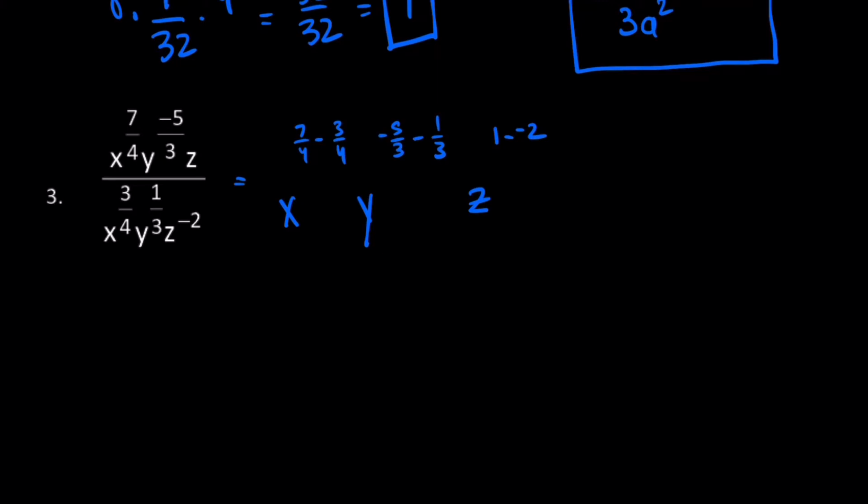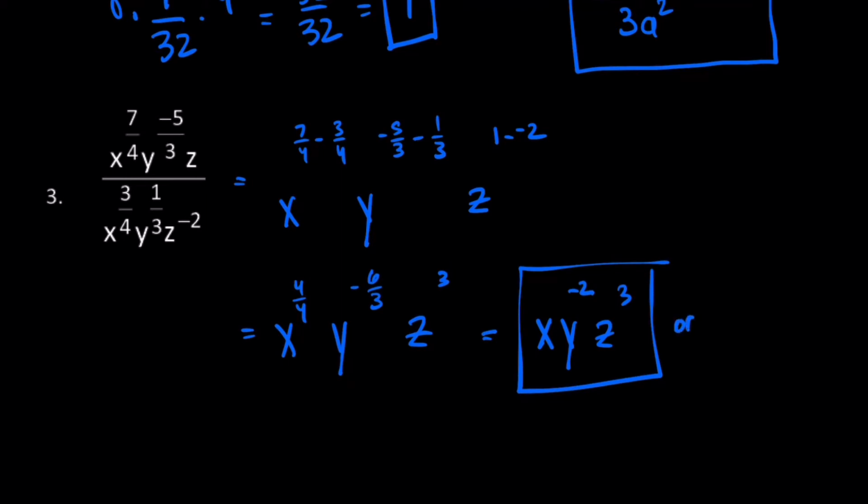Okay, so if you approach it that way, all our denominators in each term are the same, so I don't need to get common denominators. 7/4 minus 3/4 is 4/4, so that's x to the 4/4. Y, negative 5/3 minus 1/3 is negative 6/3. And 1 minus a negative 2 is 3. So then we just have to do a little simplifying here. Obviously, this is a 1, and this is a negative 2. So one way you can leave this is x, y to the negative 2, z cubed.